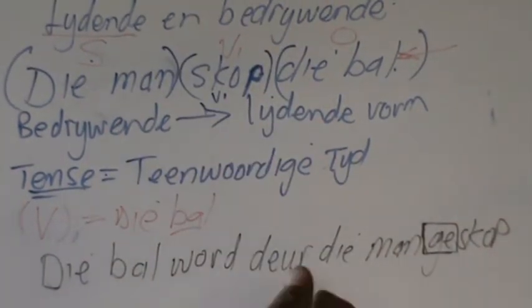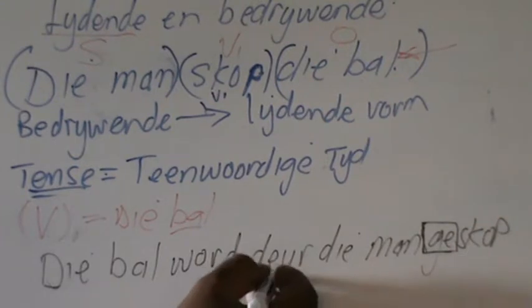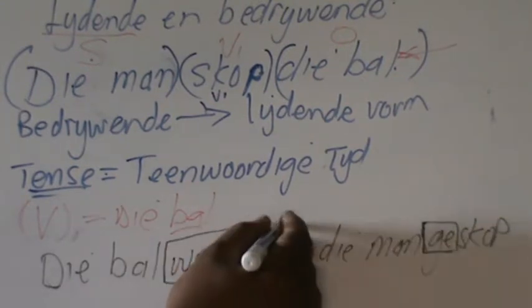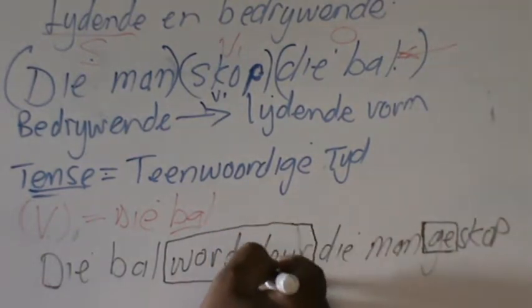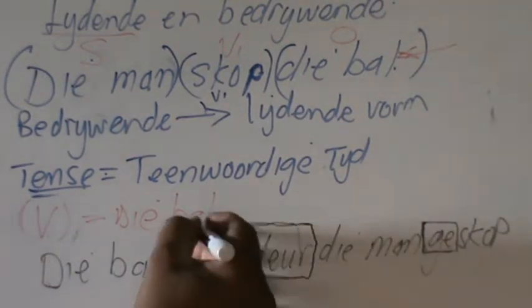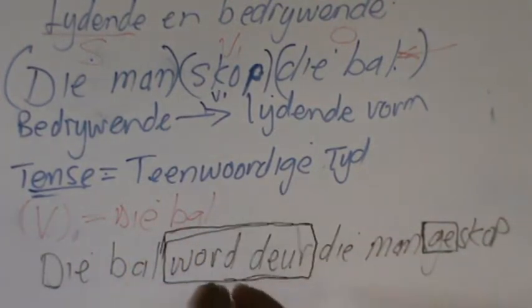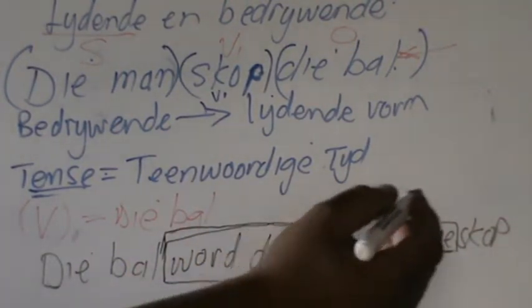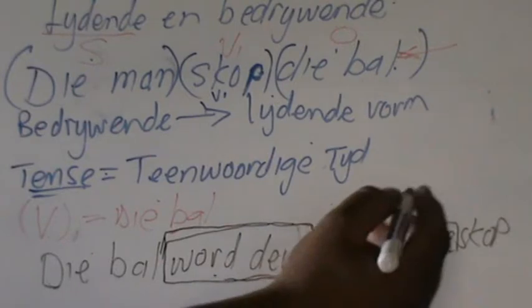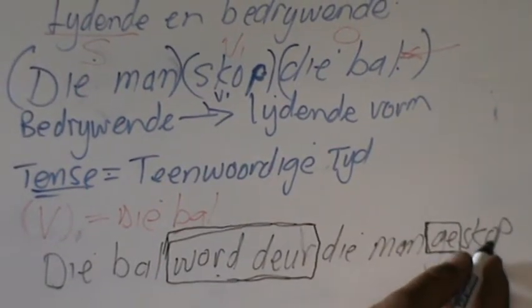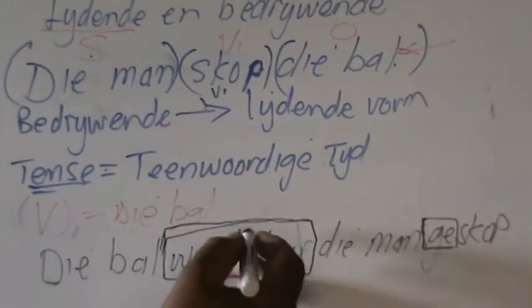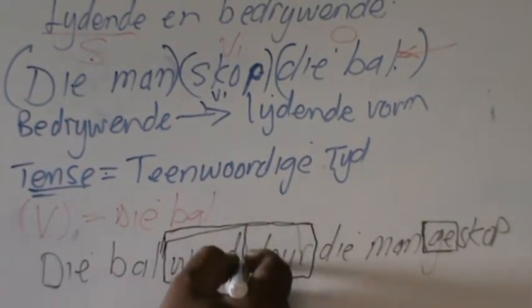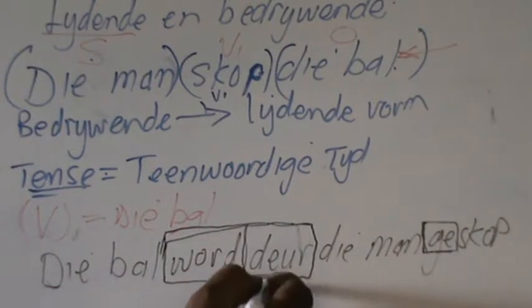In lydende vorm, we use word deur. Remember, this is a sentence that is just said in another way, right? The same sentence, just said in another way, right? That word deur, ge, right? When you have word, you'll have ge with your verb at the end, right? Word deur die man geskop. And then this word, deur, it must always be there, alright?